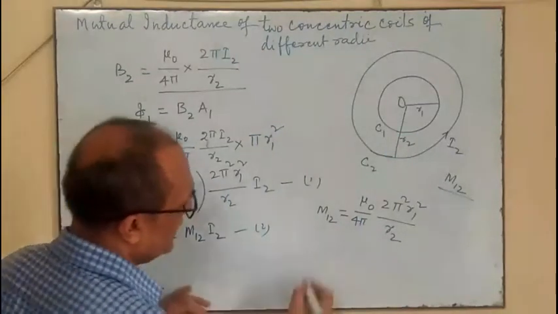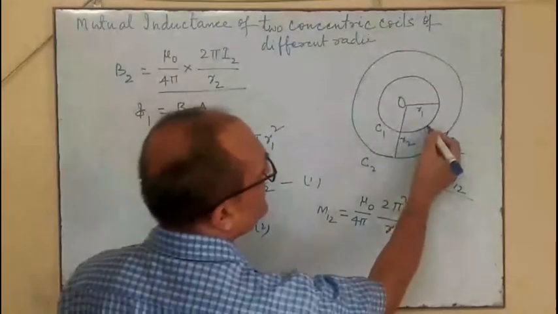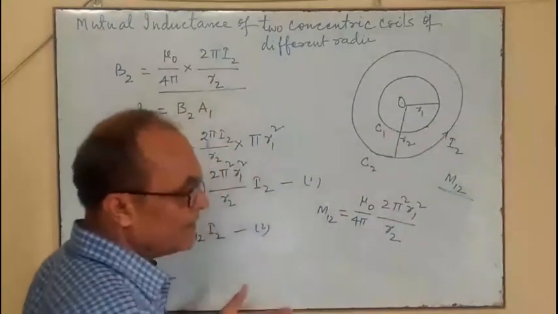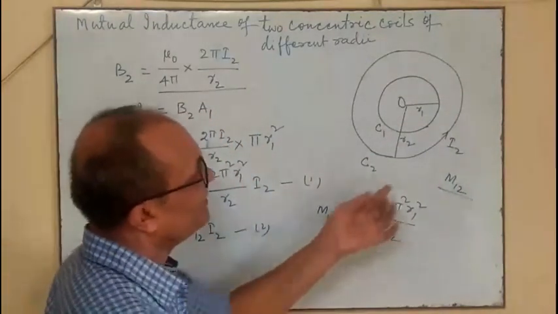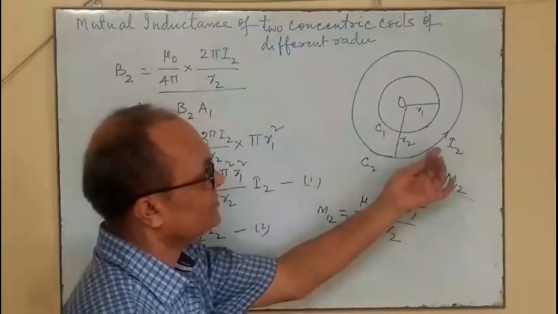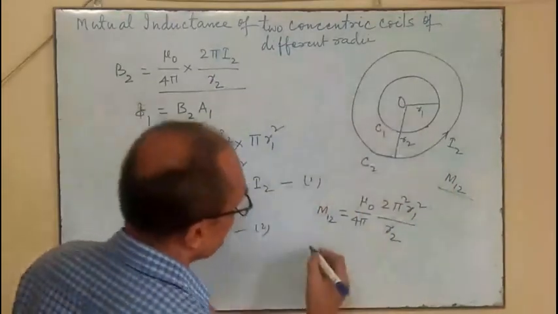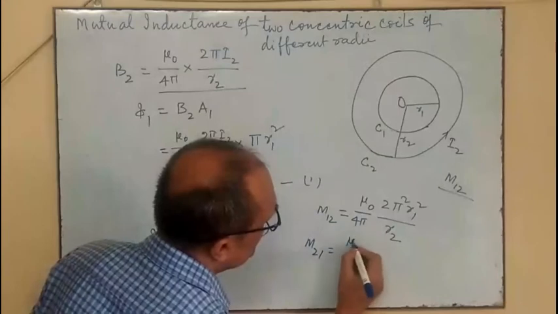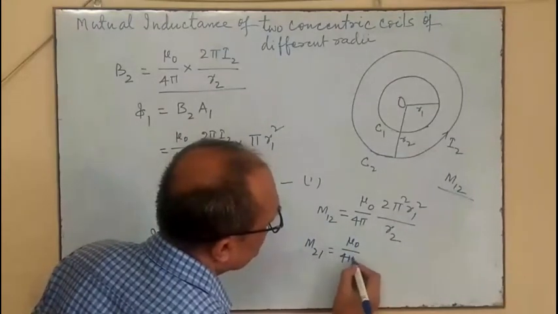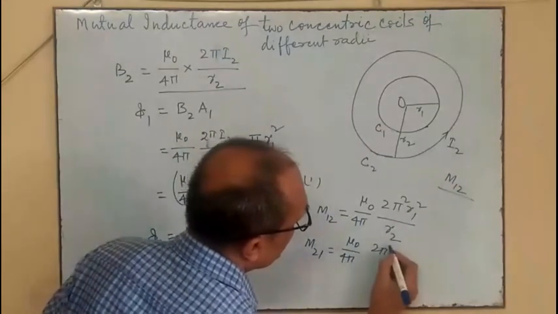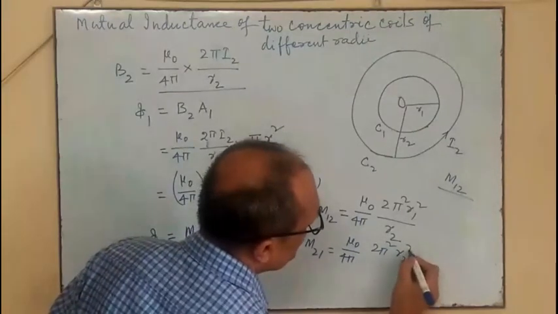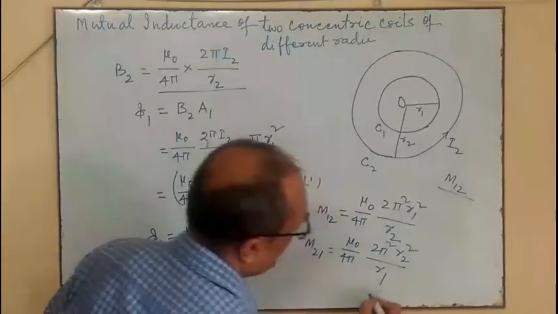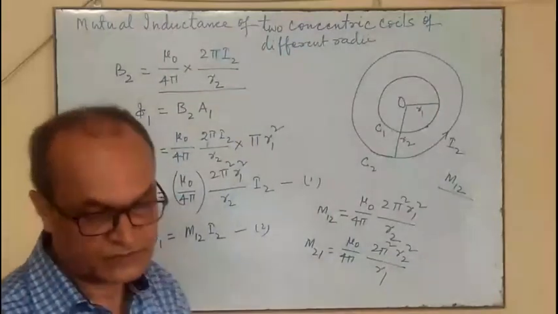Similarly, we can say if current I1 flows through this C1, then what will be the mutual inductance of this C2 with respect to this? So here we can say M21 is equal to mu naught by 4 pi, 2 pi square R2 square by R1. So thank you very much.